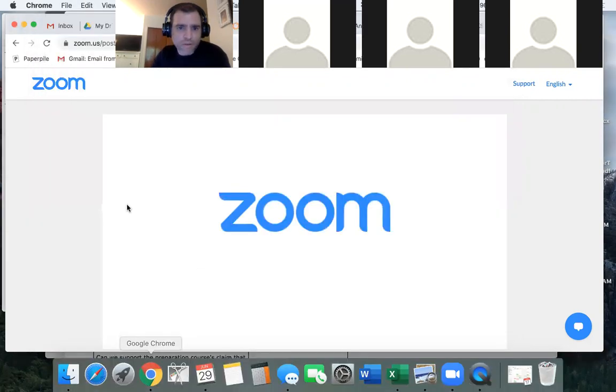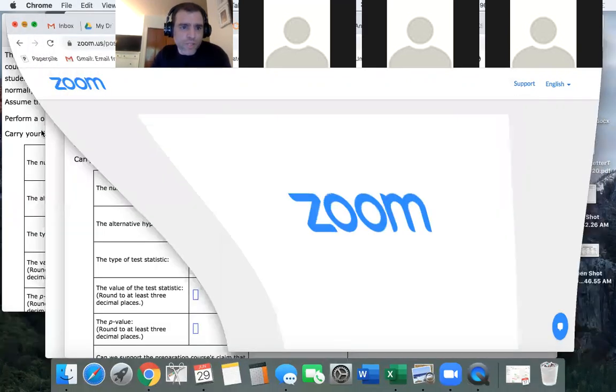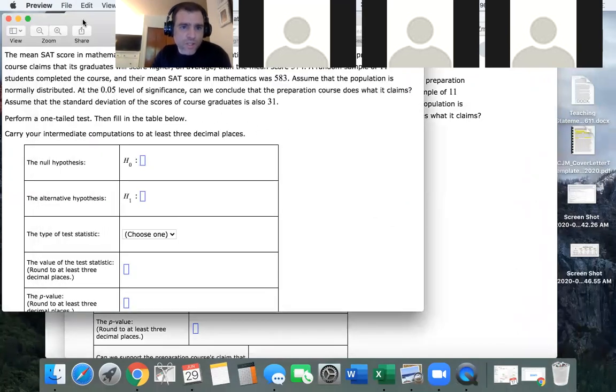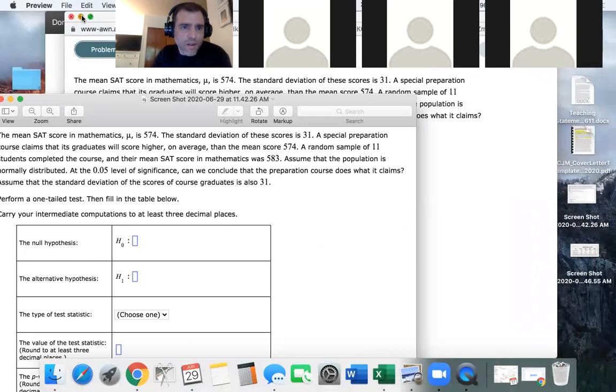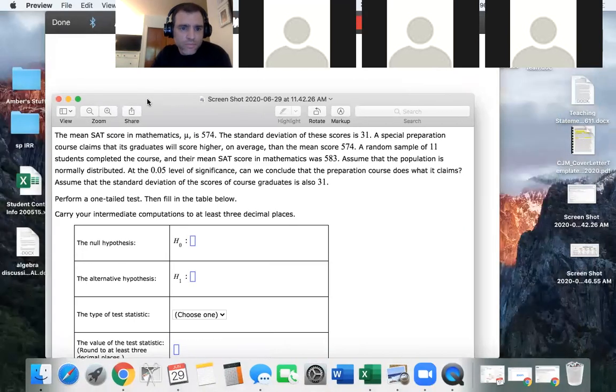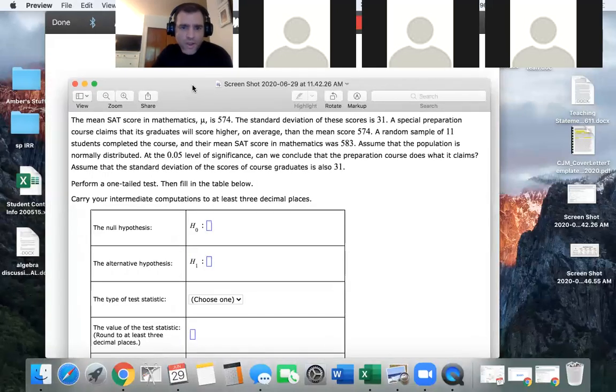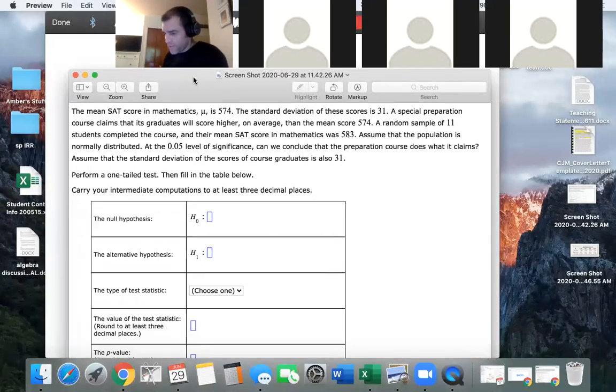So first thing is we need. Okay, so here's one of the questions that I just kind of pulled up. So let's see here. As I read this, I'm just going to copy some stuff down onto my screen that you can't see right now. But so we're looking at this, it says, okay, the mean stat score in mathematics.